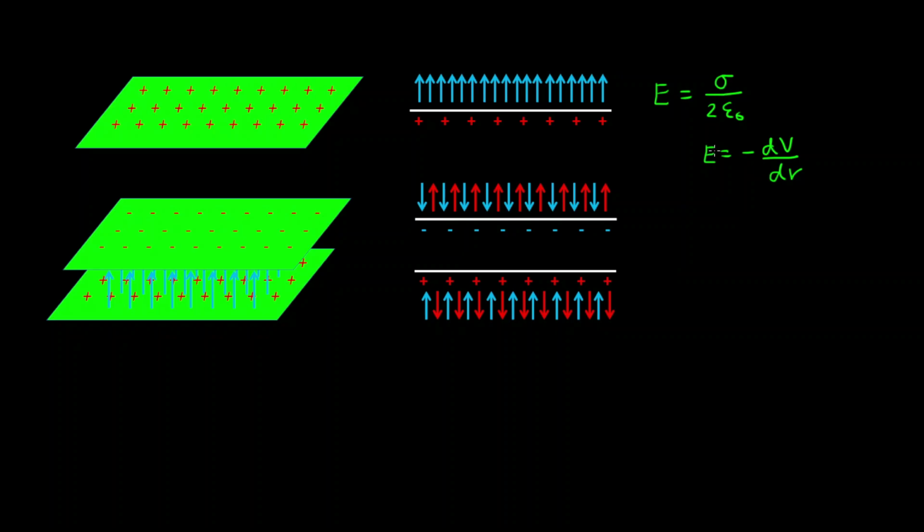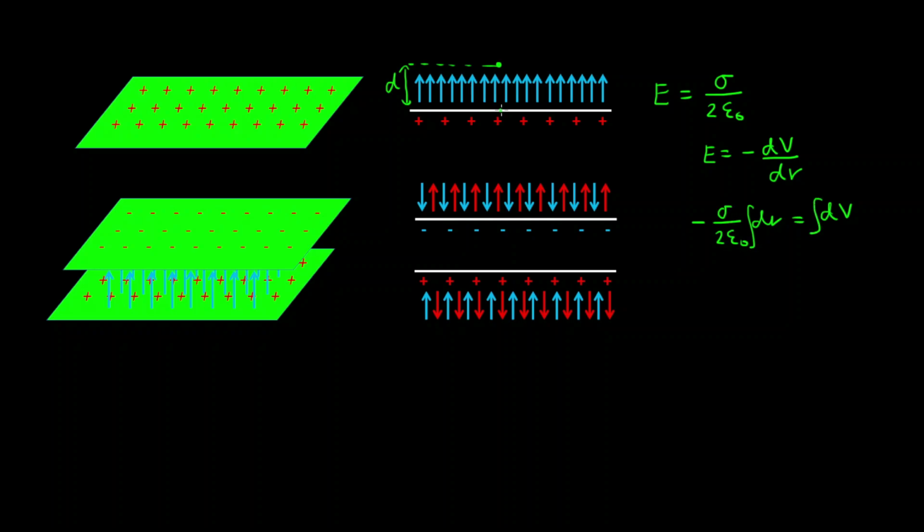So if we substitute for the electric field and separate the variables, we get sigma on 2 epsilon naught dr is equal to dv. And then dividing through by the negative, we get a negative on this side. And recognizing that the electric field, at some point that's at a distance d from the plate, which is quite small compared to the dimensions of the plate, then the electric field is basically uniform. And if we integrate both sides, we can take this outside the integral.